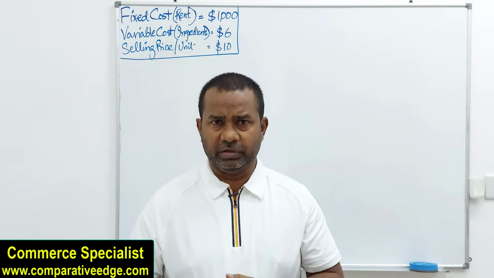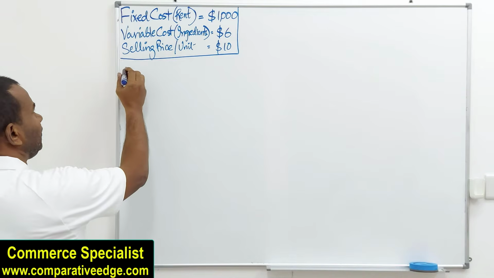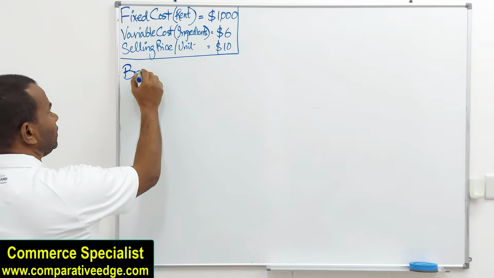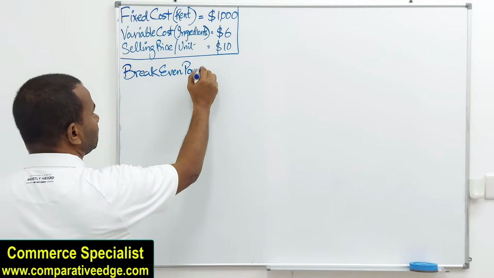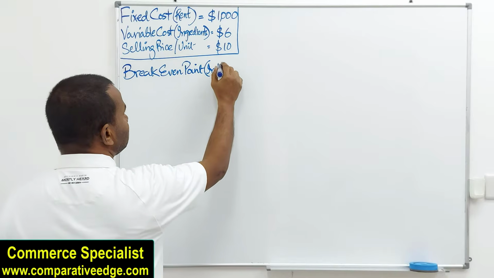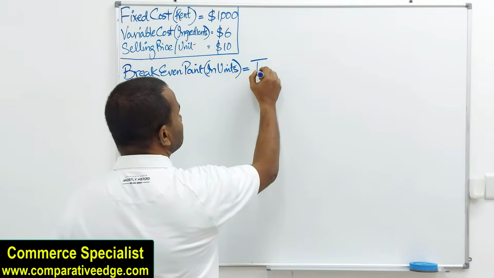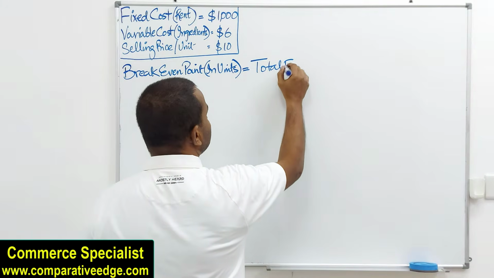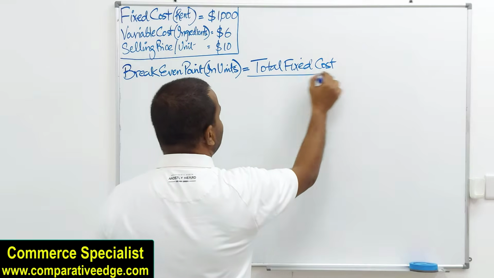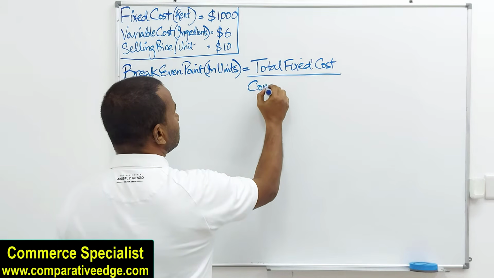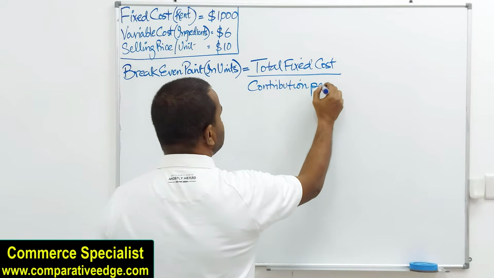How do we calculate it? The formula is pretty simple. Break-even point in units is equal to total fixed cost divided by contribution per unit.